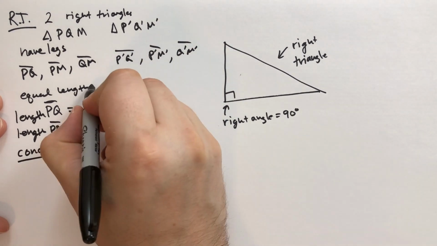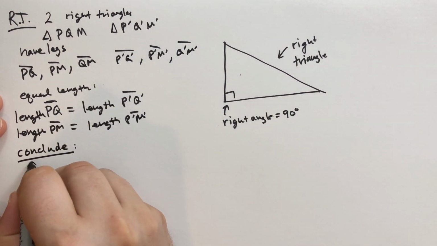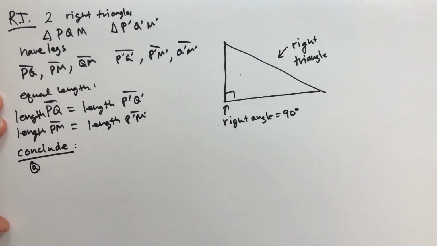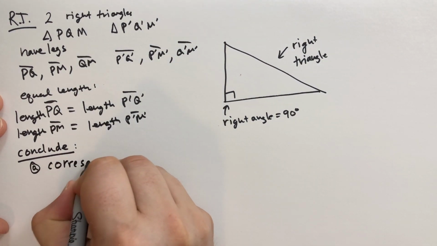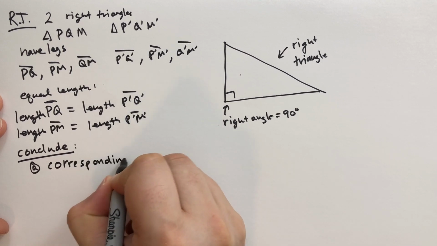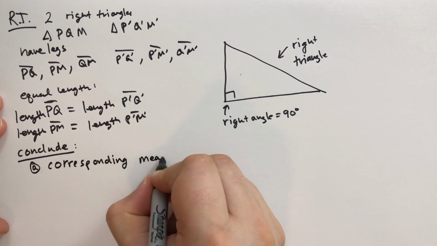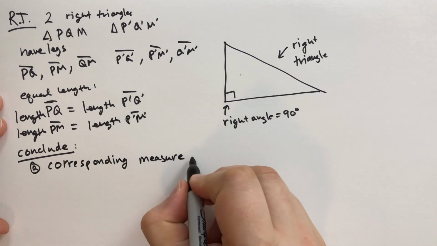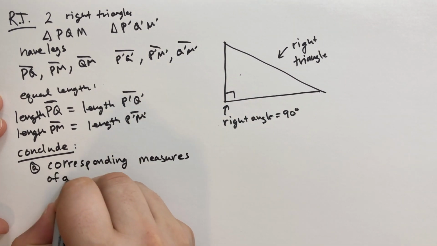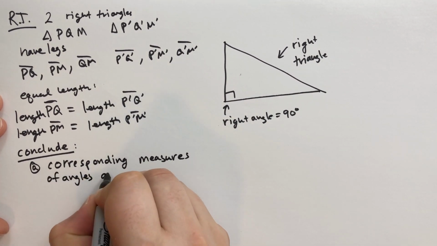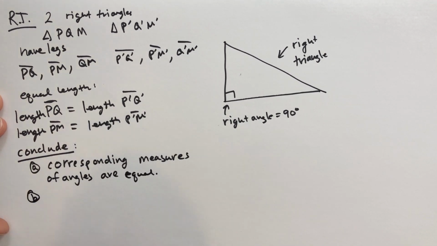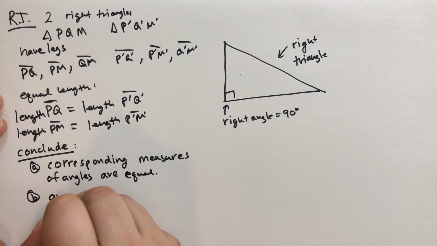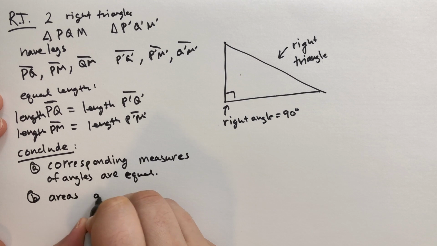Okay, one conclusion we can draw is that the corresponding angles are equal. No, the angles are not equal. The measures of the angles are equal. Okay, and B, we can conclude that the areas are equal. Areas of the triangles are equal.